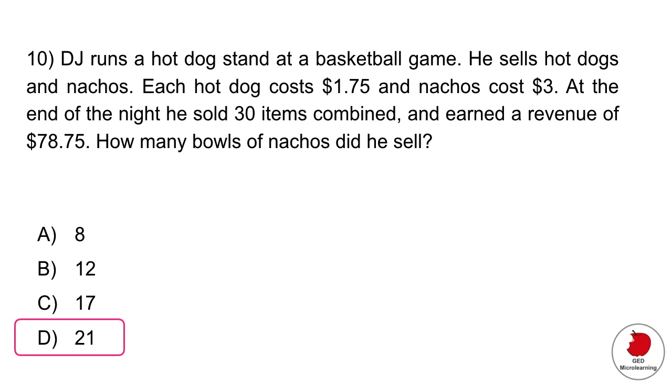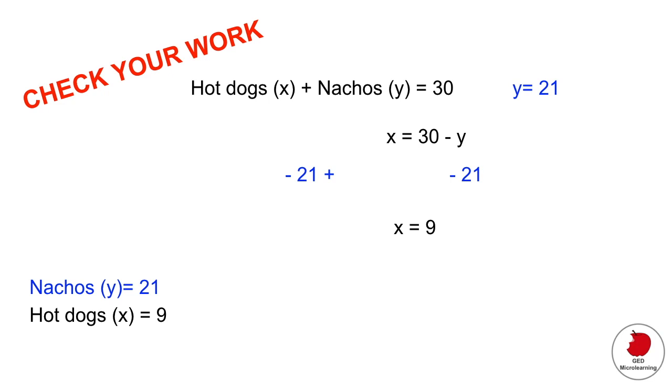Always a good idea to check your work. So, kind of a messy equation there. All right, so if we take this equation, our first equation, right, which was X is equal to 30 minus Y, and we introduce the value that we got for Y in the equation, that is going to give us X is equal to 9. Okay, so that means that he sold 9 hot dogs and 21 nachos.